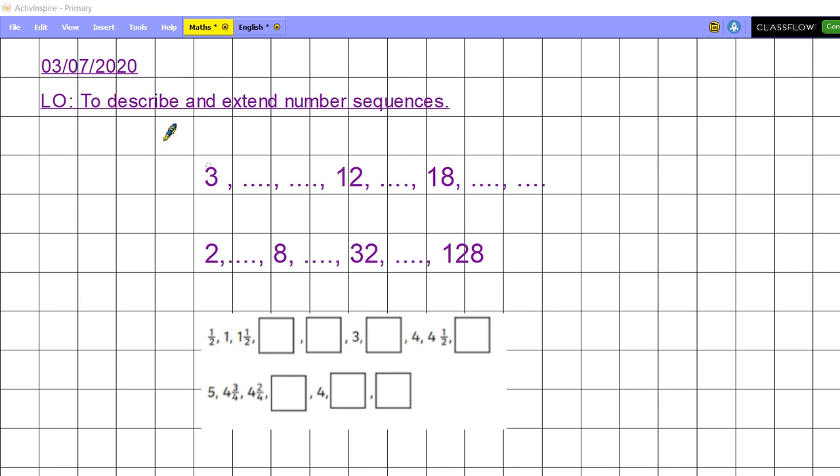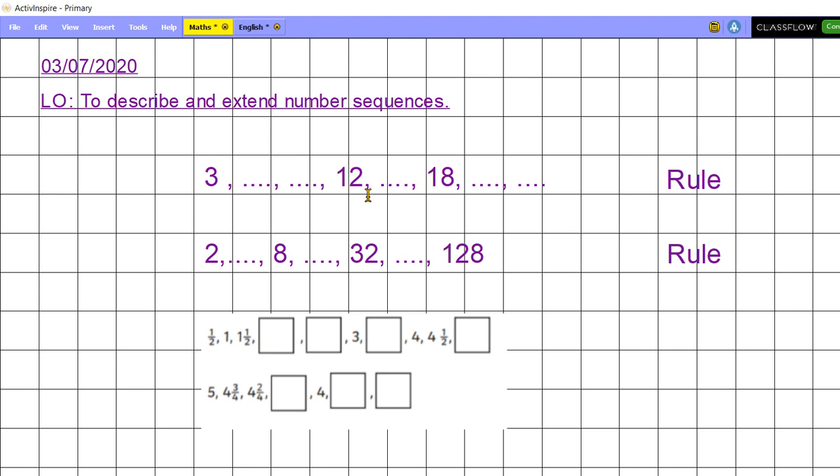So when we extend number sequences, quite often we have to fill in the gaps and then extend them ourselves. But what do we mean by describing the actual sequence? Well, if you remember, we talk about the rule, okay? So what is the rule? Are we timesing by something? Are we adding something and then multiplying by something? You would need to tell me what the rule for each of these is, okay? So not only are we extending today, but we're moving on and we're actually describing these sequences.